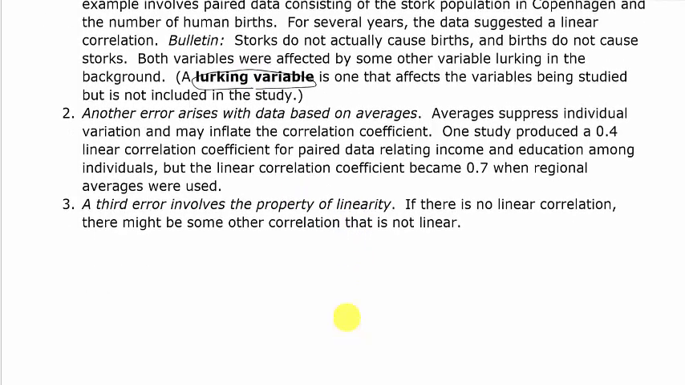Another error arises with data based on averages. Averages suppress individual variation and may inflate the correlation coefficient. One study produced a 0.4 linear correlation coefficient for paired data relating income and education among individuals, but the linear correlation coefficient became 0.7 when regional averages were used. So that's a pretty huge difference in the correlation coefficients, this one using individuals and this one looking at averages.